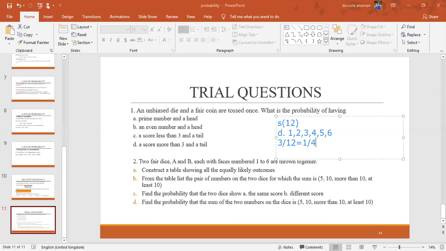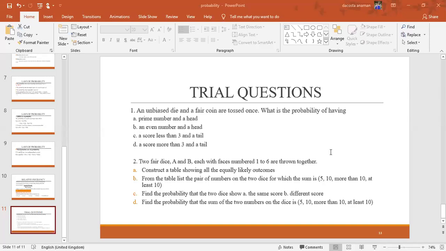I hope you get it. Well done, all those who were able to participate in this short trial question. The next one is yours. Let's start working on this one too. Okay, so for the second one, any question for the first one? Okay, no question. Let's continue.